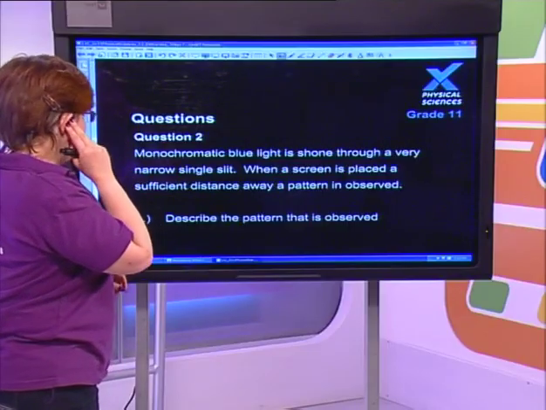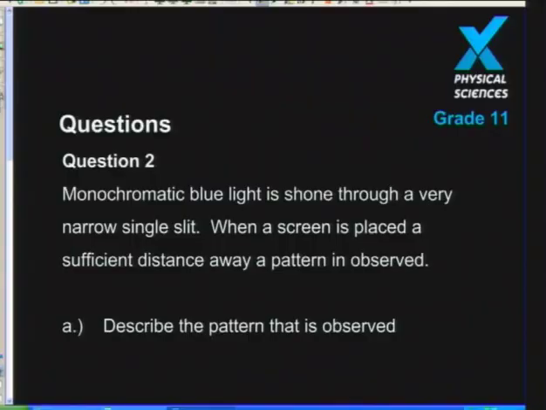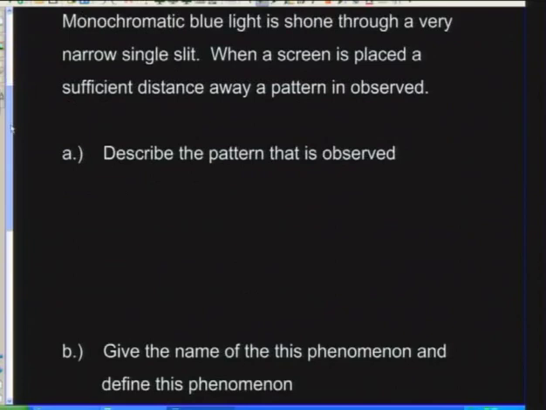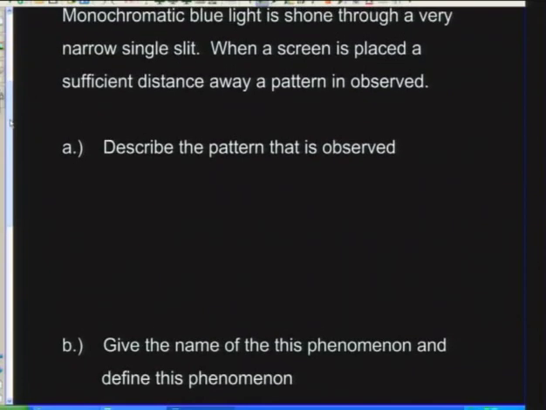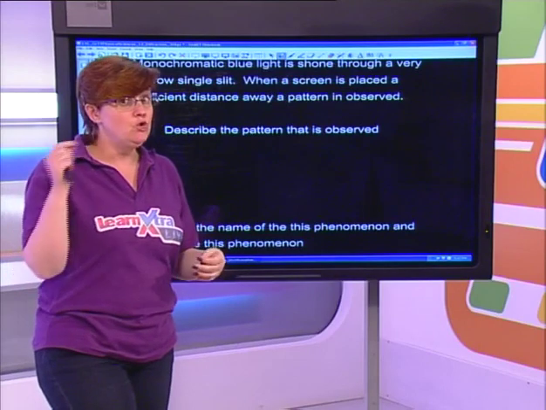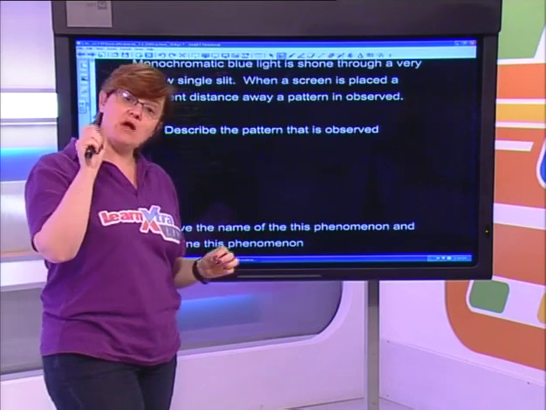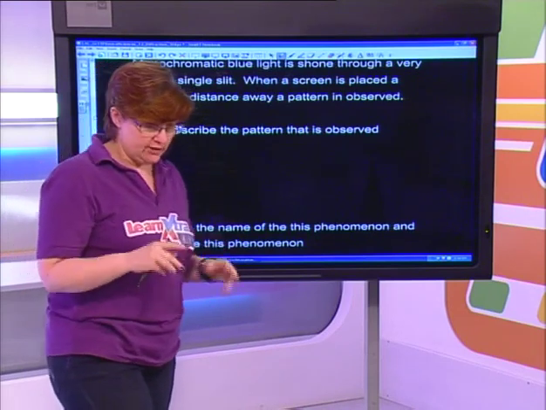Monochromatic blue light, monochromatic just means light of a single color, single frequency, is shone through a very narrow single slit, like we did with my mirror. When a screen is placed a sufficient distance away, a pattern is observed. Now it says, describe the pattern that is observed. Describe, not draw. Describe means, what do we see?